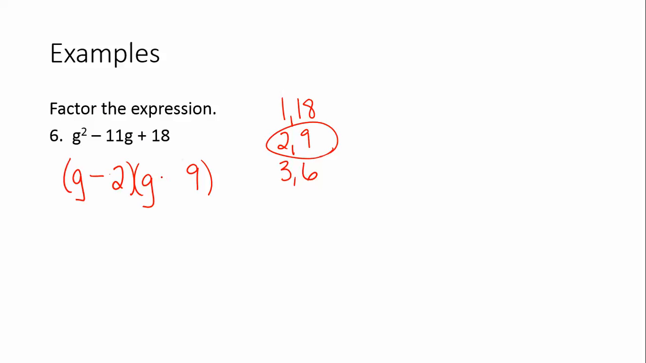You can see that gives you minus 2g and minus 9g. When I add those up, that's negative or minus 11g. So I know I have it factored correctly. G minus 2 times g minus 9.